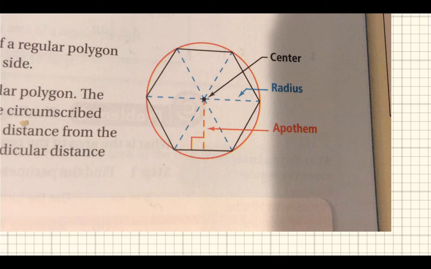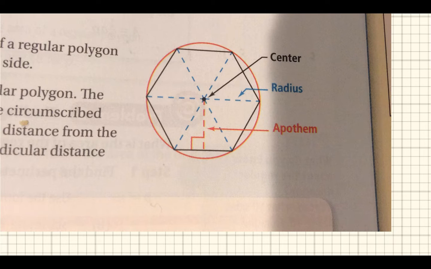Now, in order to find the area of a regular polygon, basically what you have to do is take the shape and split it up into triangles. Notice these dotted blue lines split this hexagon into 6 congruent triangles. We have 1 triangle, here's 2, 3, 4, 5, and 6. If we find the area of one of those triangles, we multiply that by 6 because there are 6 of them. Basically, that's how we're going to find the area of a polygon.